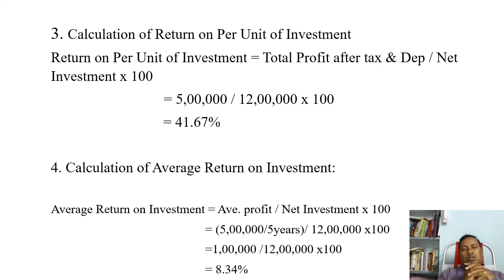For this question, they have not asked the average rate of return, but still we can calculate it. Average rate of return is equal to average profit divided by net investment into 100. So 5 lakh is the total profit for 5 years. So 5 lakh divided by 5 years, 1 lakh is the average profit. 1 lakh divided by 12 lakh into 100, that comes to 8.34%.